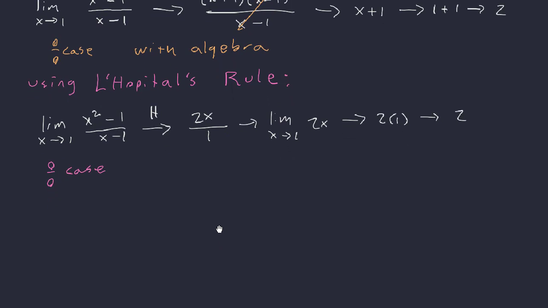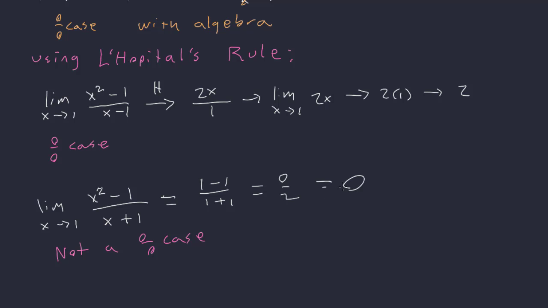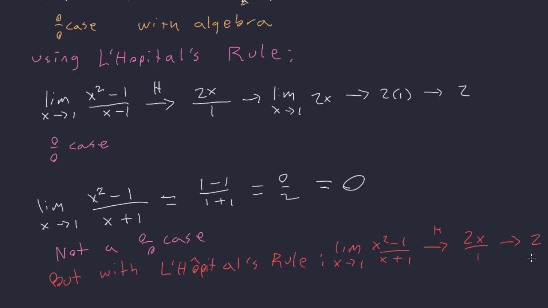All right, now I do want to note that this will not always work. So if we instead looked at the limit as x goes to 1 of, let's say, x squared minus 1 over x plus 1, so notice this is no longer a 0 over 0 case, right? Because we can just plug in the 1 and get 1 minus 1 over 1 plus 1, so we have 0 over 2, which is 0, right? But if we were to use L'Hopital's Rule, right, when we take the derivative of the top, we get 2x again, and derivative of the bottom is still 1. So we actually end up getting 2 again. Okay, so L'Hopital's Rule definitely does not work if it's not a 0 over 0 case.